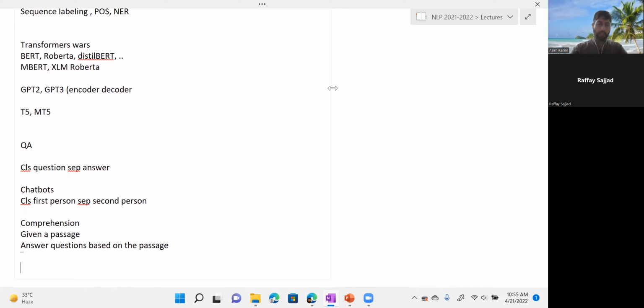So the training data would be something like this. You have the passage, and in that passage, you identify the span that contains the answer to a particular question. So let's say you put a CLS token, which is not that useful here, then you have SEP, and after that the question. This is how your input will be built.